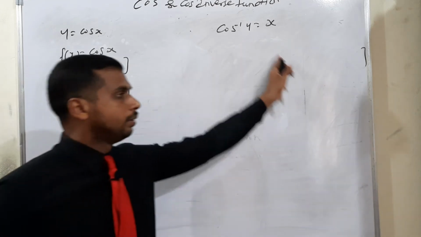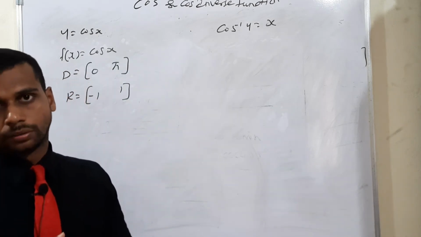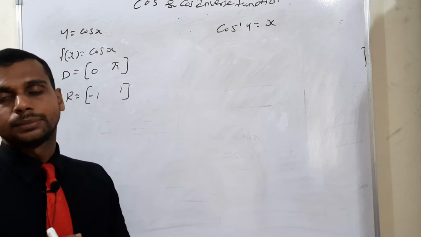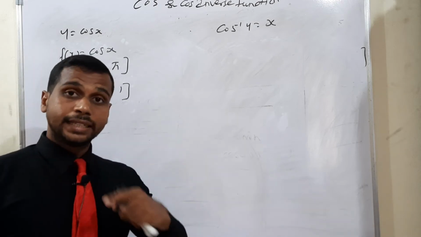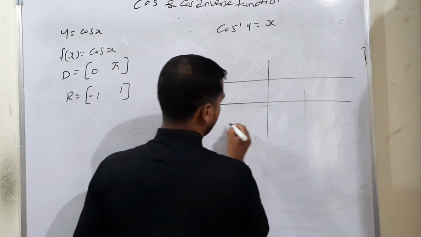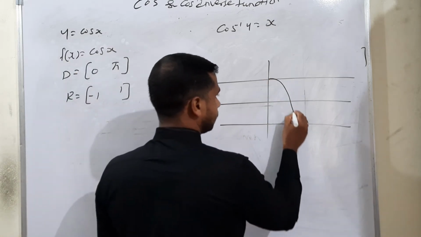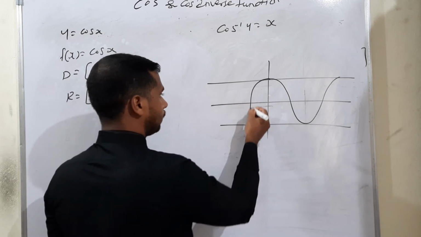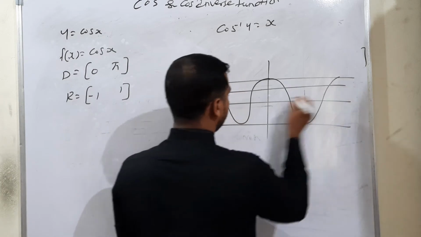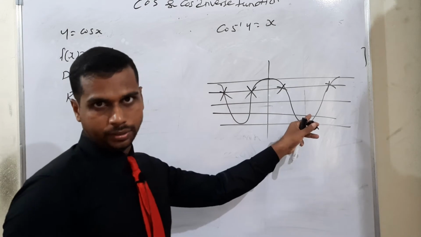But before moving to the inverse, first you have to check whether cos x is 1 to 1. You can say it is 1 to 1 when a horizontal line meets the graph at only one point. Look, I am moving to drawing the cos x graph. Now you can say it is not 1 to 1, because if you draw a horizontal line we can have so many meeting points, isn't it?